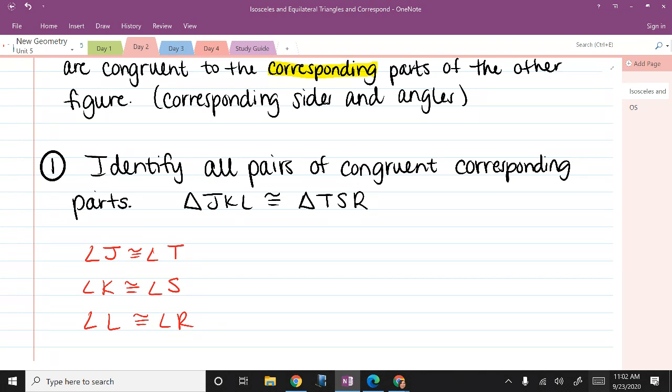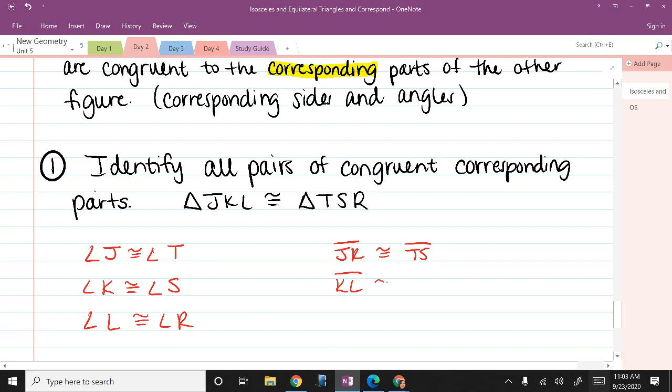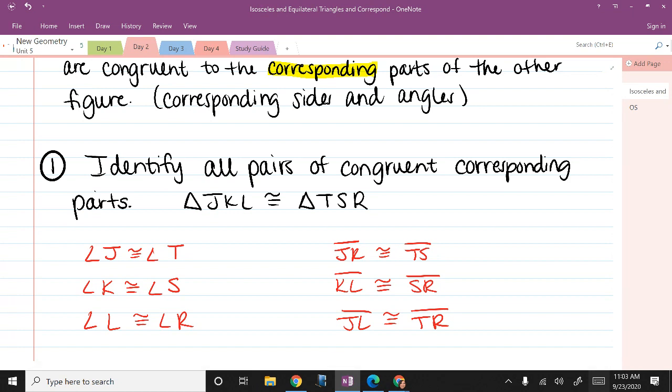So how we name these triangles is going to matter. I'm going to write that. Segment JK is congruent to segment TS. And then KL is congruent to segment SR. And then you split the middle. JL is congruent to TR. So without even seeing the triangles, without knowing a single measure, I know what all parts are congruent to each other just from the names.